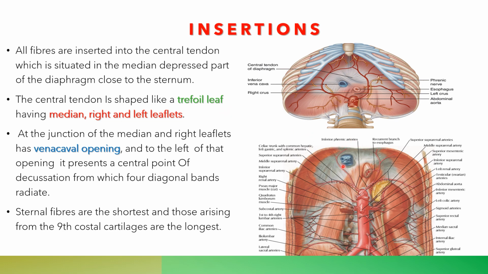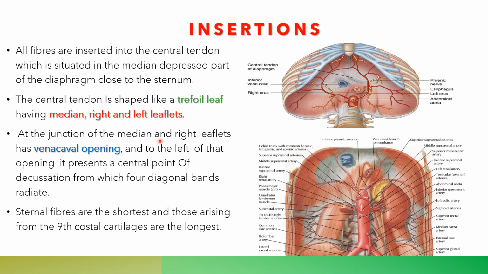The central tendon is shaped like a trefoil leaf, having median, right and left leaflets. If you see the Adidas logo, you can see the trefoil leaf. So that is the shape of the central tendon of the diaphragm: it is shaped like a trefoil leaf, having median, right and left leaflets.